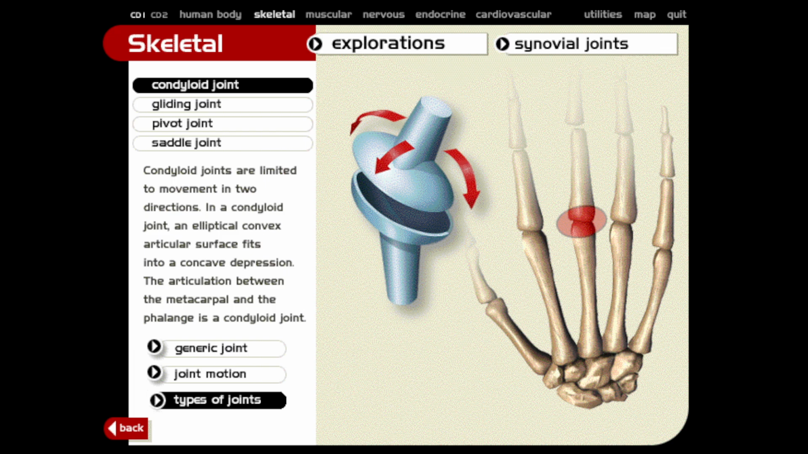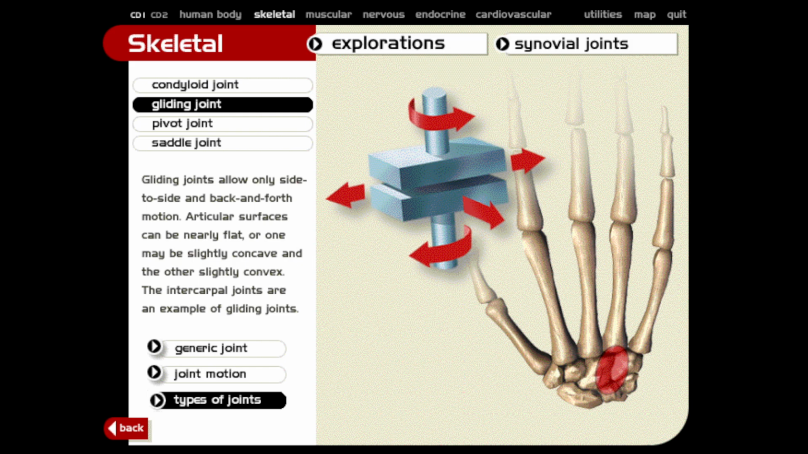Condyloid joints are limited to movement in 2 directions. In a condyloid joint, an elliptical convex articular surface fits into a concave depression. The articulation between the metacarpal and the phalange is a condyloid joint. Gliding joints allow only side-to-side and back-and-forth motion. Articular surfaces can be nearly flat, or one may be slightly concave and the other slightly convex. The intercarpal joints are an example of gliding joints.